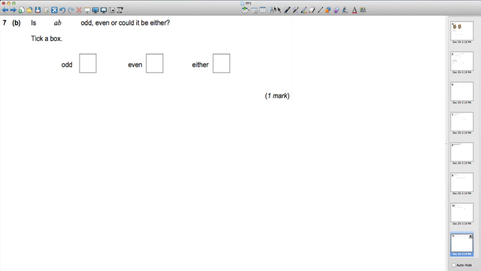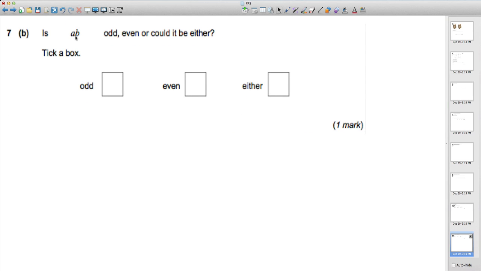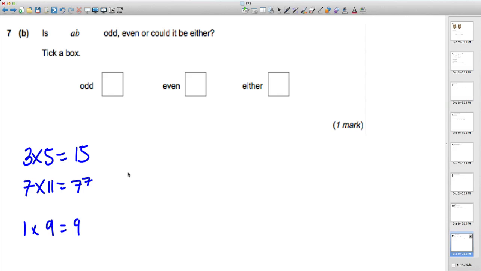Next question. Again, let's do examples and let's see if we could prove it as well. Is A times B odd, even, or could it be either? So is an odd times an odd, even, or either? So let's do a few. 3 times 5 is 15. Okay. 7 times 11 is 77. I don't know. 1 times 9 is 9. Okay, so it seems that odd times odd gives you odd.